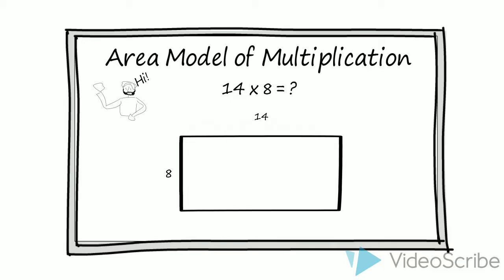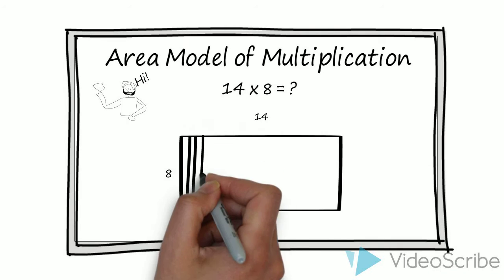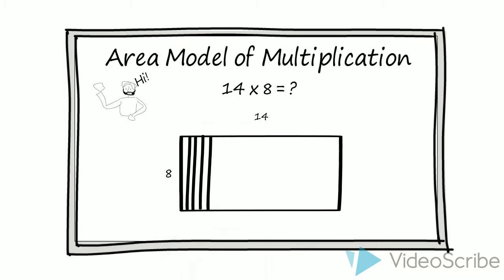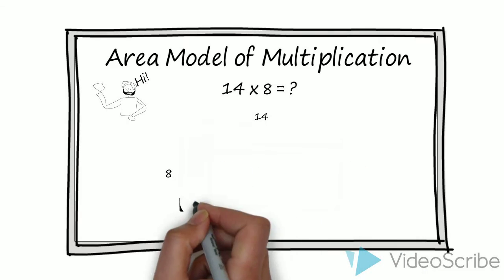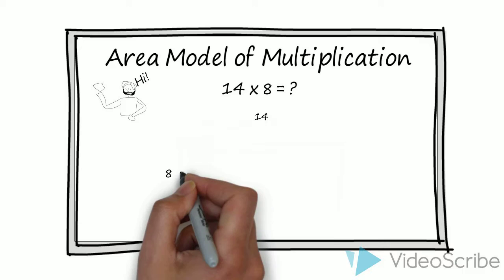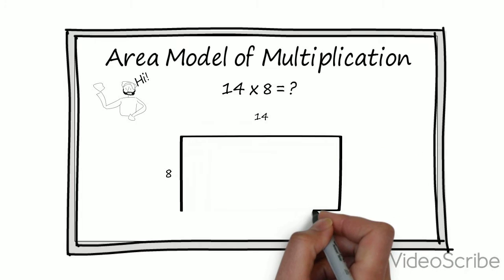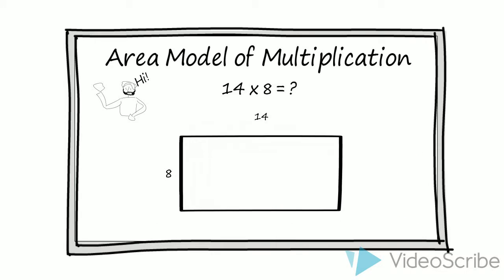Now I could go ahead and try to draw in all the little lines to make this a real grid. If I did, I would have 14 rows and 8 columns and then I could just count up all the little squares and get my answer. But really, who wants to do that? That'd be crazy. Instead, I'm just going to imagine that all those little lines are there and leave the rectangle nice and empty.